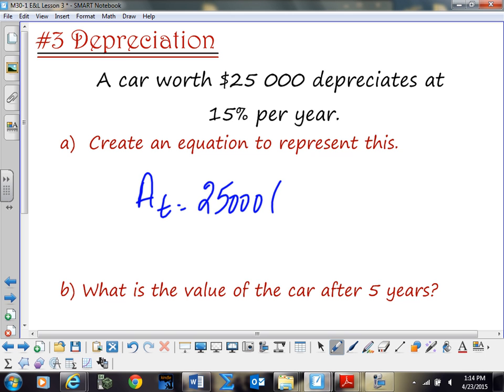Now the base, if it's decreasing by a certain percent, we talked about this already, if it's decreasing by a certain percent, we do 1 minus that percent.